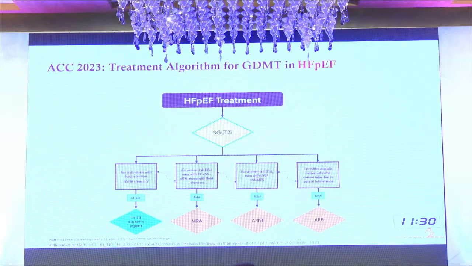But when you talk about heart failure with preserved ejection fraction, the guidelines are not clear. But one thing is clear: SGLT2 inhibitors have to be utilized to treat such patients, and along with that, loop diuretics, mineralocorticoid receptor antagonists, ARNI and ARB, which are the pillars of therapy for reduced ejection fraction, have to be utilized appropriately to improve the symptoms of such patients.